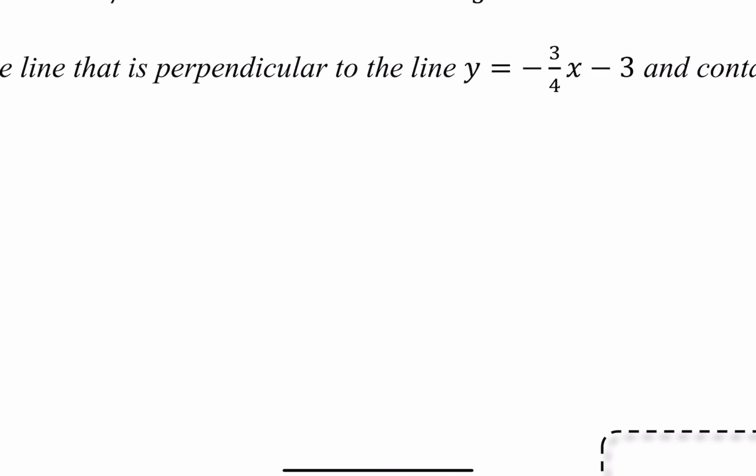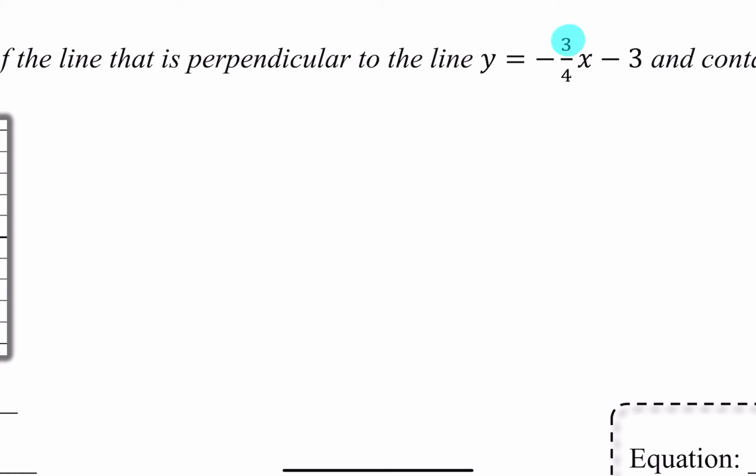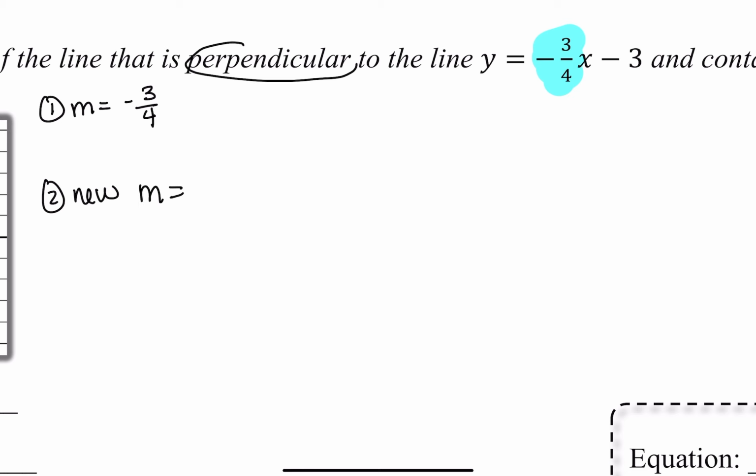Now here, we're going to find our original slope, which is always in front of our variable x. So my original slope is negative 3 over 4. Step 2 is finding your new slope. Because it says perpendicular, that's our hint to do the opposite sign and reciprocal. Opposite of negative is positive. My reciprocal is 4 over 3. So again, this is my original.